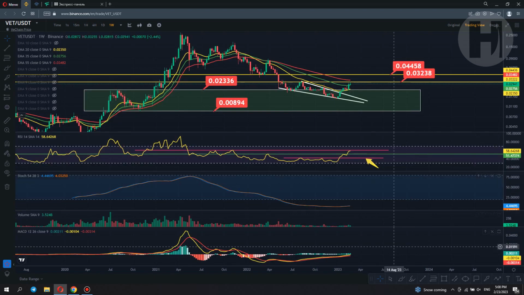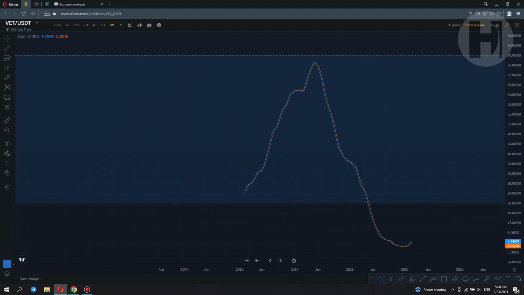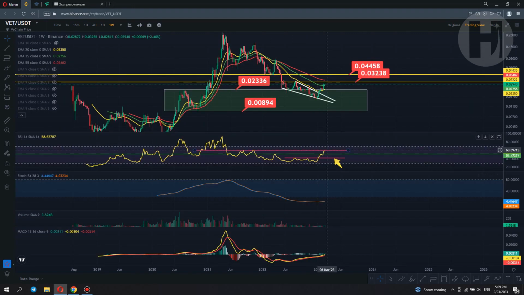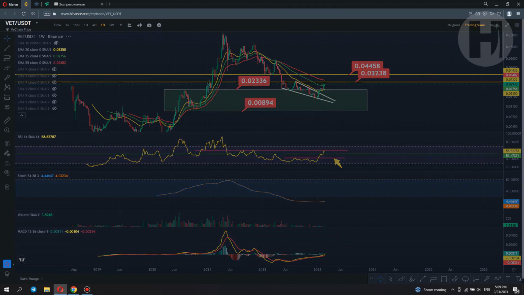Now, taking a look at the stochastic, we're still in the oversold here. I have the settings set up, 54 and 28 is what I have for the settings. That's just because I don't want a lot of false signals. Obviously, you can move it and play around with the settings just so you can see whatever works best for you. But this is also very good for the daily chart.